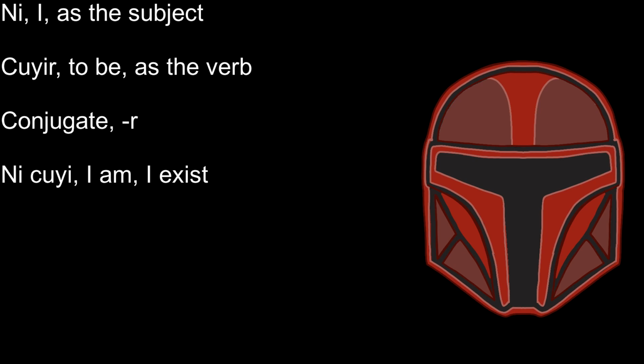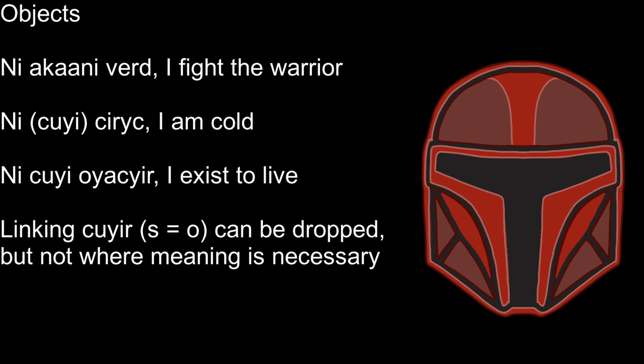This is almost a complete sentence. However, the infinitive must be conjugated. This is done by removing the terminal R. Therefore, ni kui, I am, or I exist. But this is boring and only 2 words. So let's add more. The predicate can also contain an object. An object can be a noun, an adjective, even an infinitive.